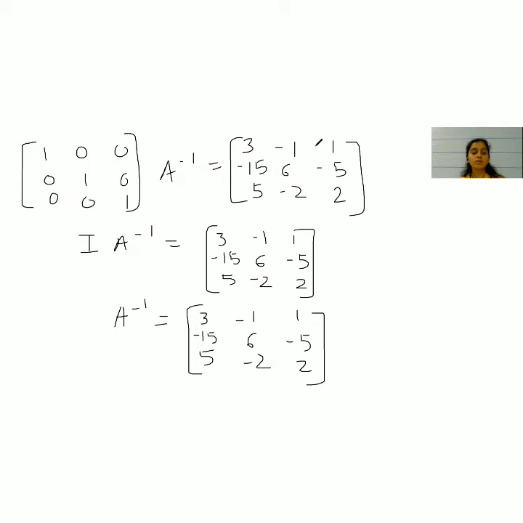Remember, if you don't want to do the elementary transformations, you can also use the adjoint method to find the inverse. Okay, let us go to the next question now.